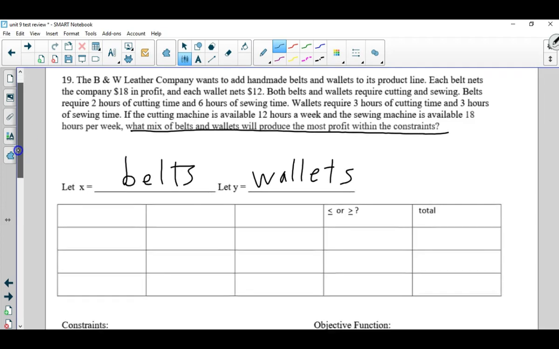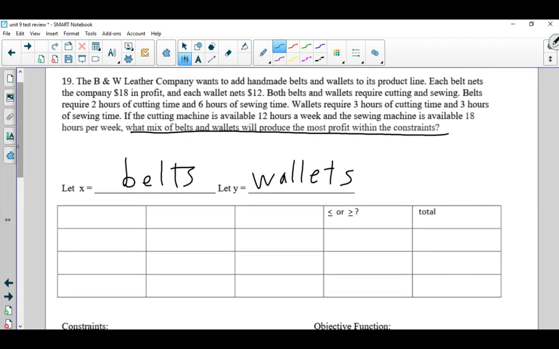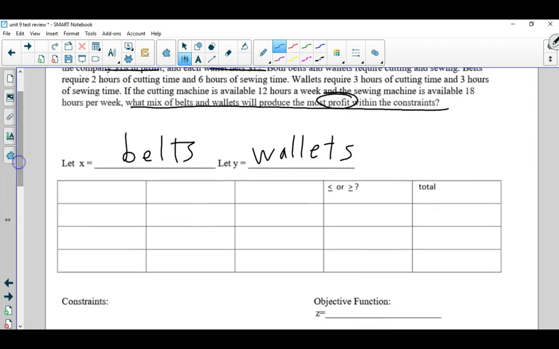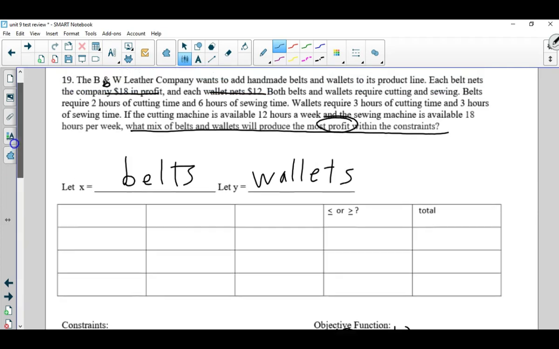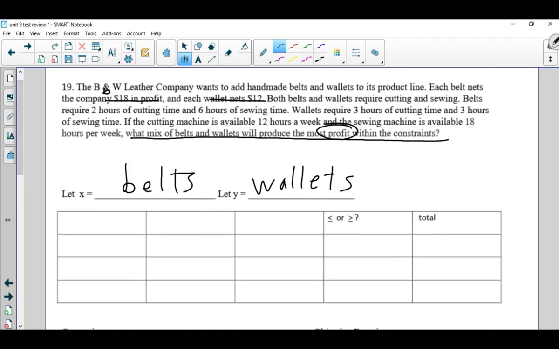Now, the next important piece of information it tells us is the objective function. So we're trying to maximize profit. So let's find profit up in the story. Each belt nets $18 in profit. So that's the belts. And the wallet nets 12. Okay? So the belts are X. So that's 18X plus 12Y. $18 per belt and $12 per wallet.